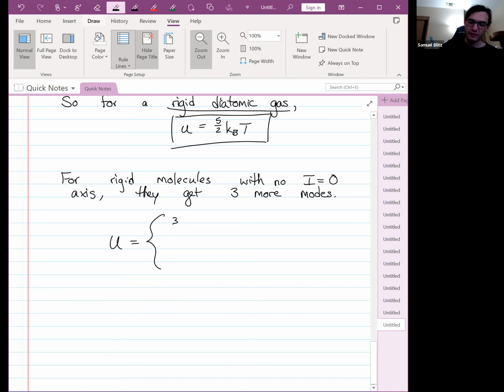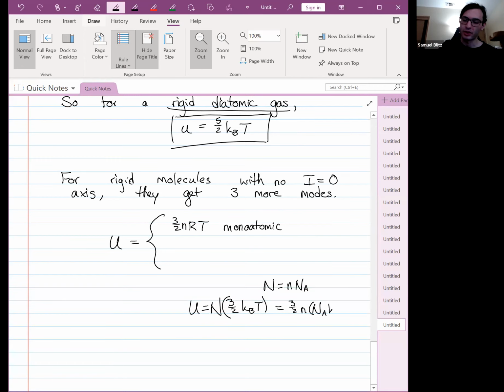So we have 3/2 nRT for monoatomic gases. The way we went from 3/2 kBT to 3/2 nRT, just as a quick aside, is that 3/2 kBT is per particle. So we multiply that by N to get the total. And then N is equal to the number of moles times Avogadro's number, right? So this becomes 3/2 times n times Na times kB times T. But Na times kB is just R. So that's why it's 3/2 nRT.